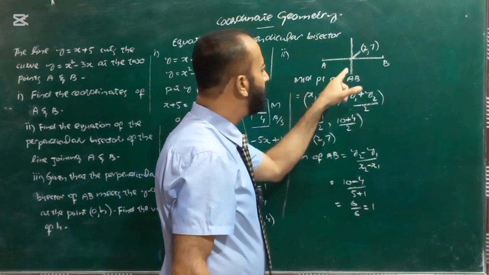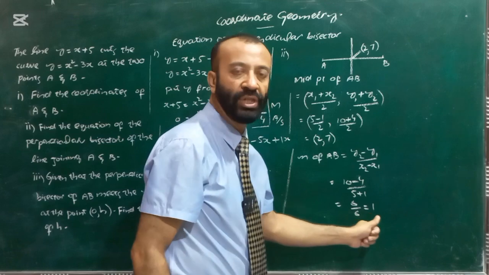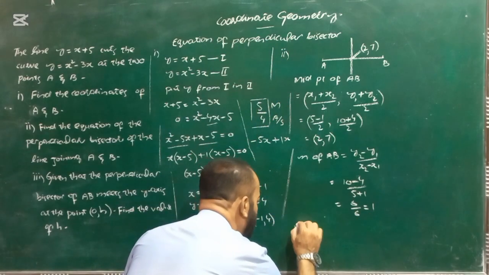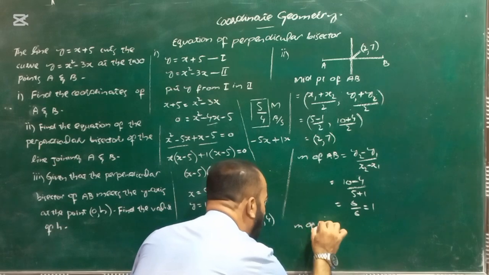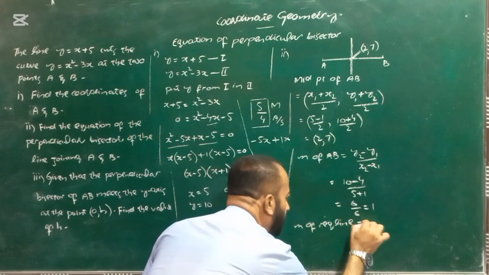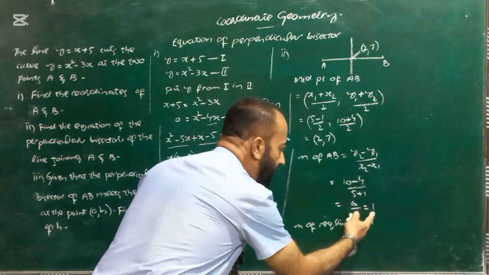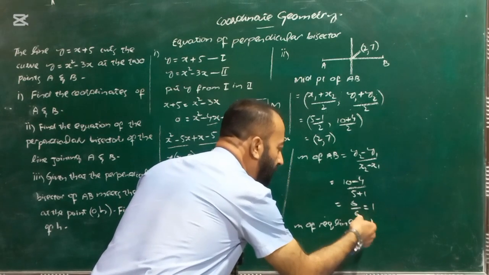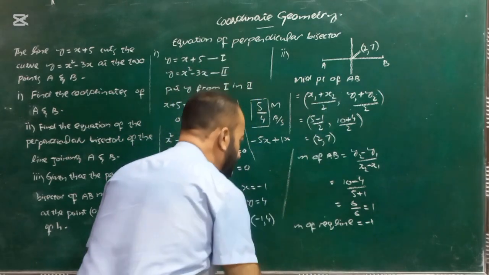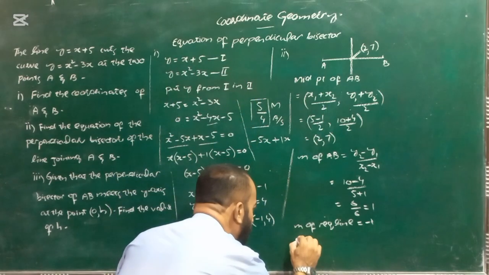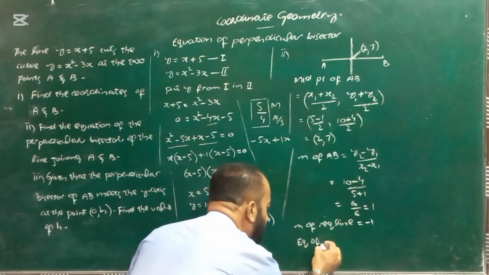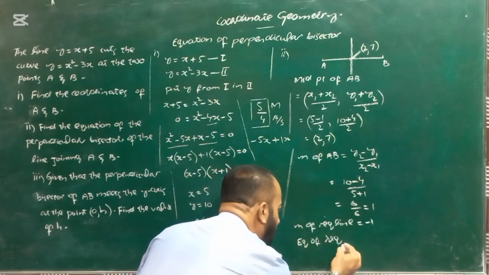To find the gradient of the perpendicular line, we just have to take the negative reciprocal of this one. So it means the gradient of the required line will be minus 1, because the negative reciprocal of 1 will be minus 1. So now we are going to find the equation of the required line, that is the perpendicular bisector.